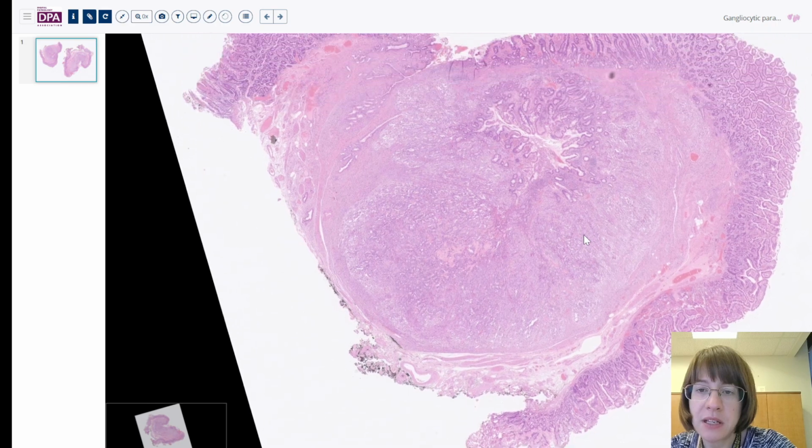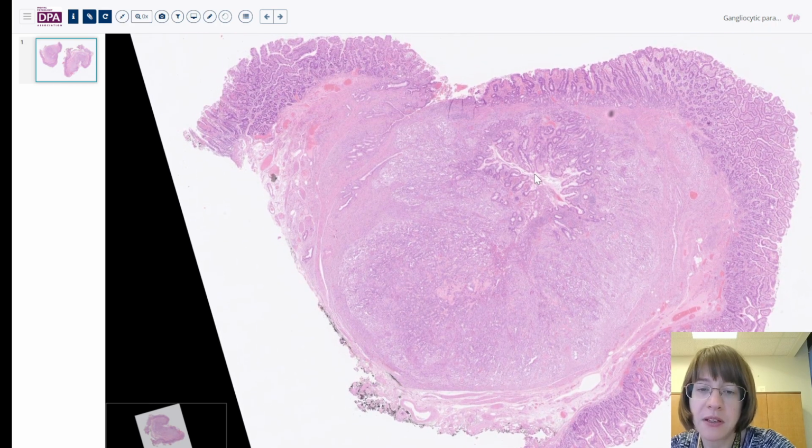In terms of how these neoplasms behave, they typically behave indolently and are cured by complete excision. A small subset can metastasize to regional lymph nodes, and there are rare reports of these metastasizing to distant sites. So that is our case for today.